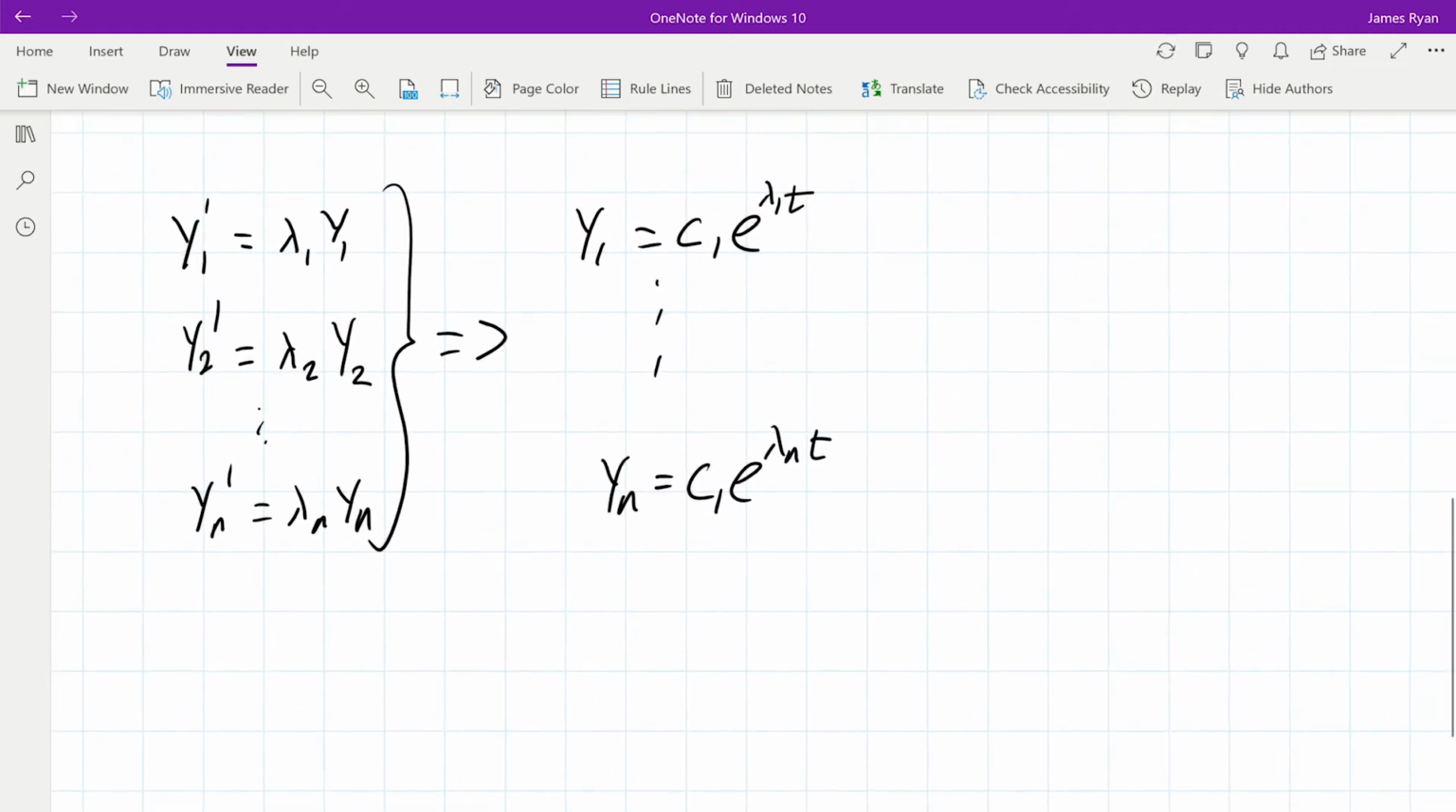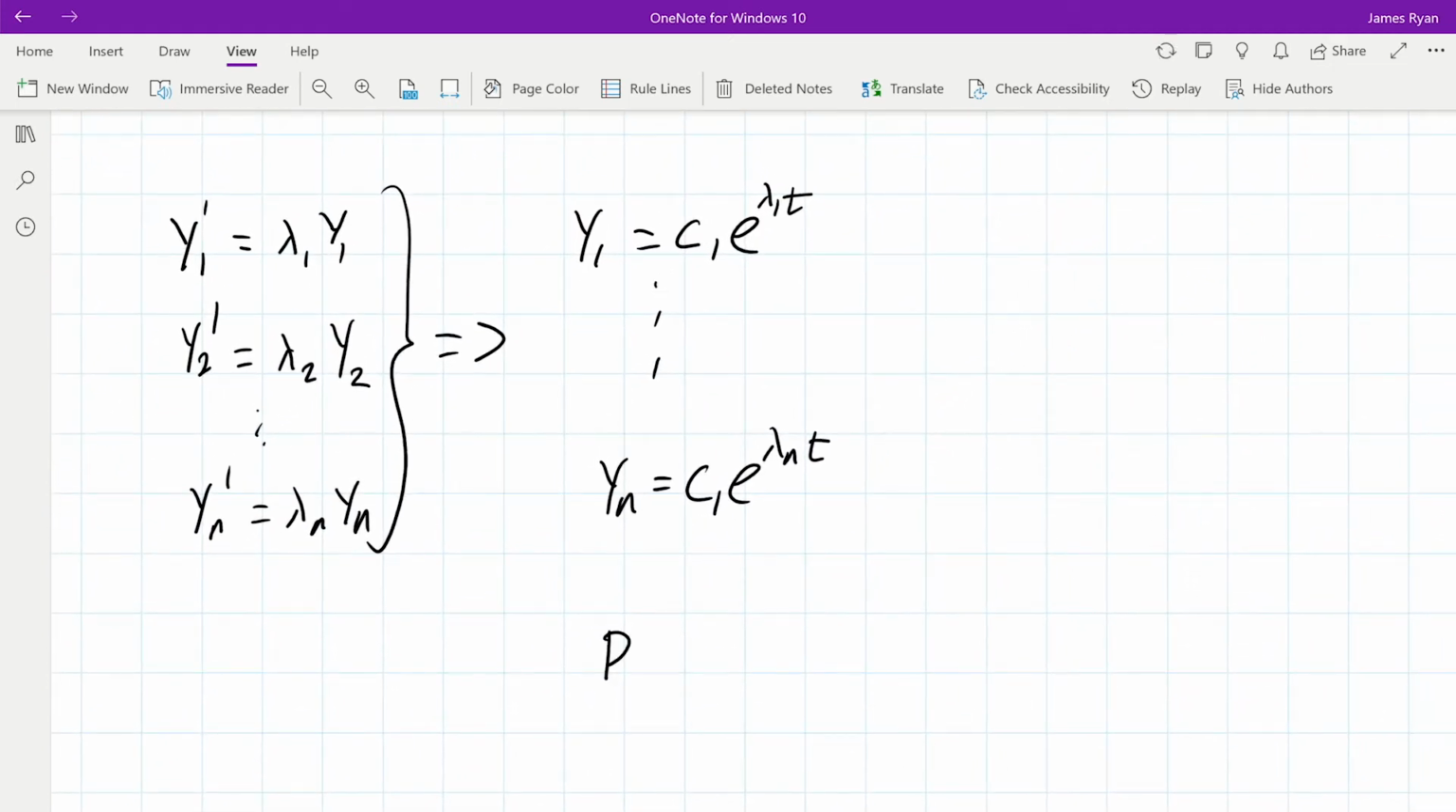Once we have this, this gives us y. We know what P is, so we can construct x from here. x is equal to Py. And once we've constructed x, we have solved the system of differential equations.